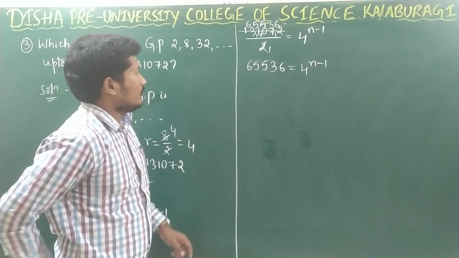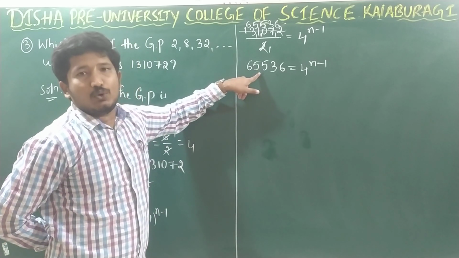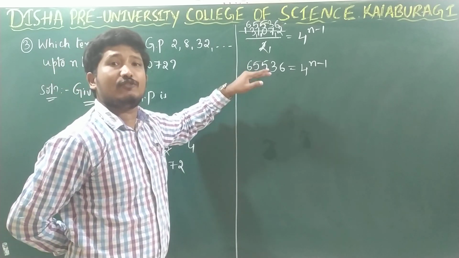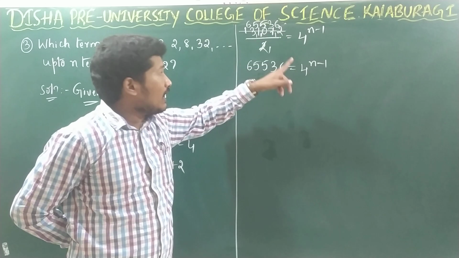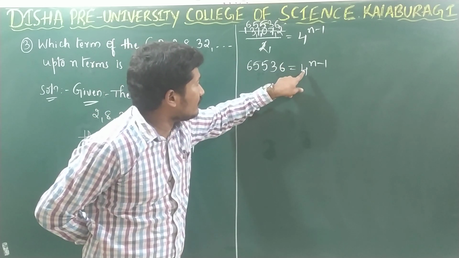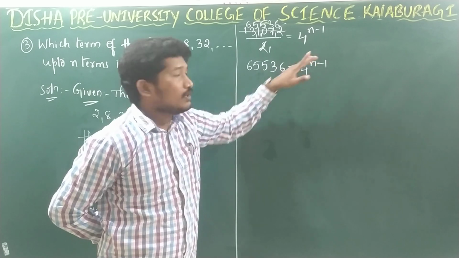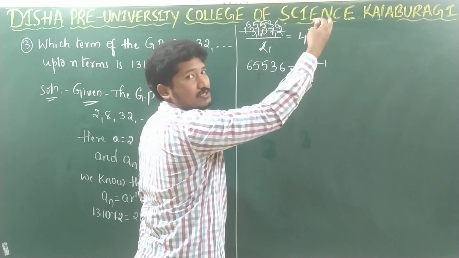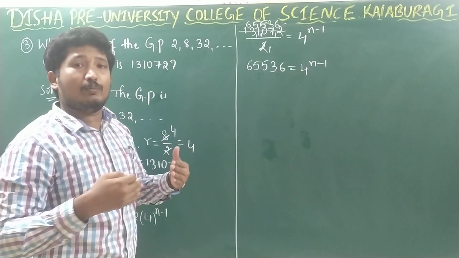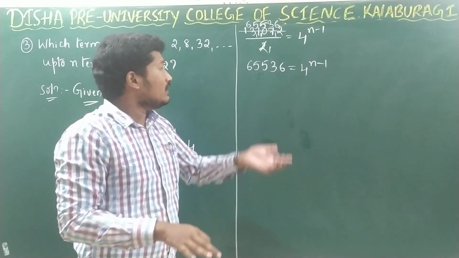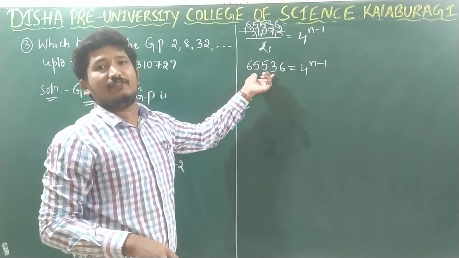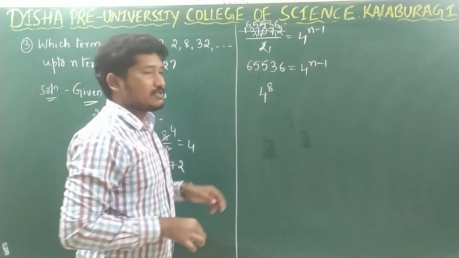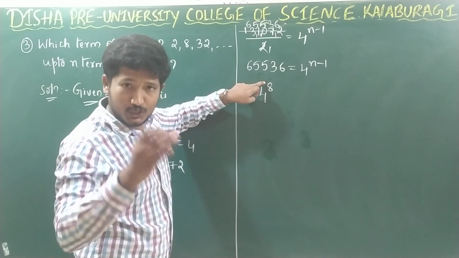Clear till now? Now, what I will do is, for the LHS, I will make it in terms of 4 powers. Right? I will write in this way. See, on the RHS we have 4 power n minus 1. So on the LHS, what will I write? I will write in the same 4 powers, right? So how many times should I multiply 4 such that I will get 65536? Right? So see here, if you multiply 4 8 times, that is 4 power 8, you can check that.